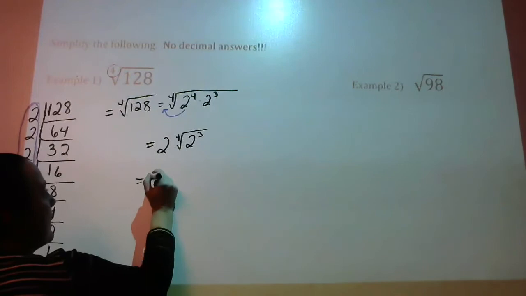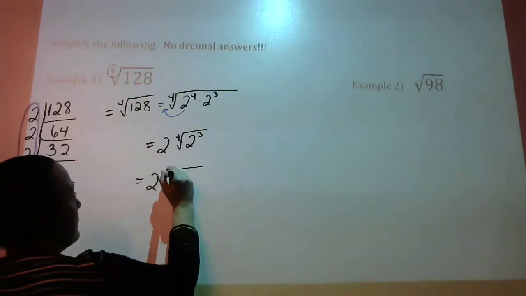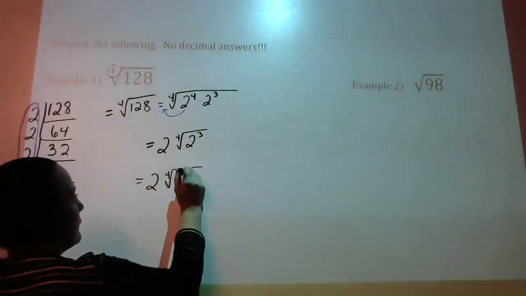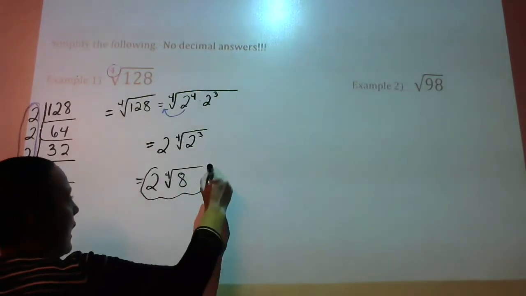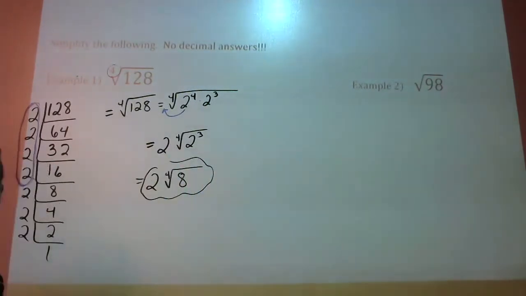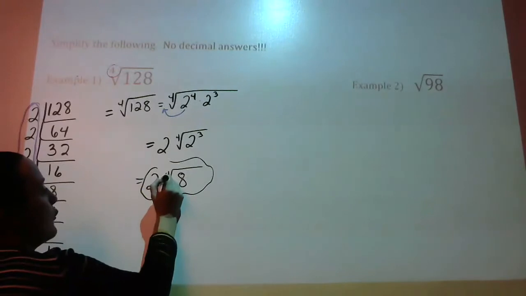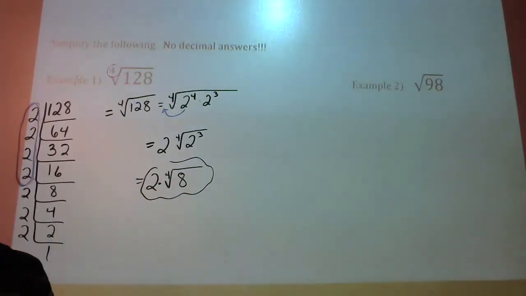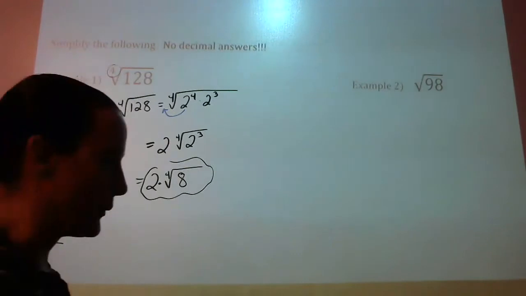And the way we would write that is 2 times, that means times, guys, right there. So that's 2 times the 4th root of 8. And that's as simplified as you're going to get. You cannot pull out another 2. Okay, let's take a look at example 2.